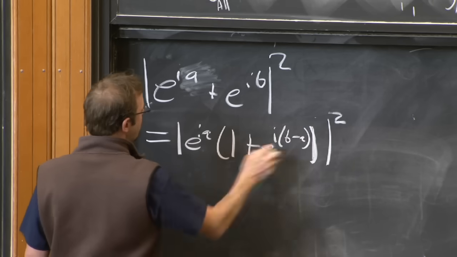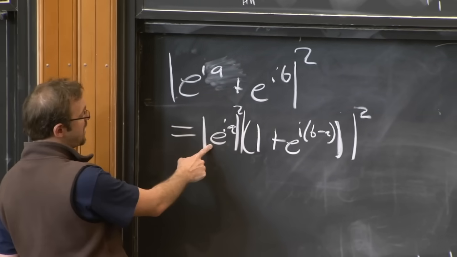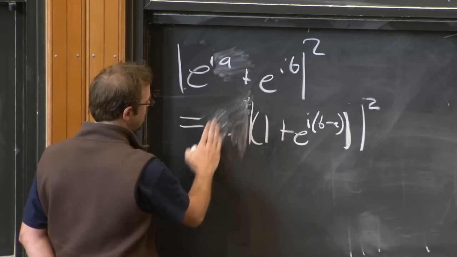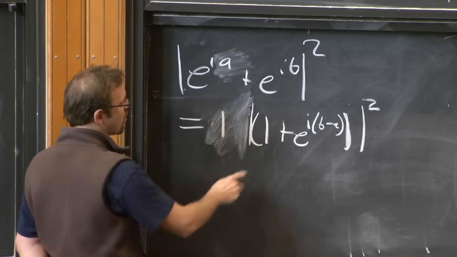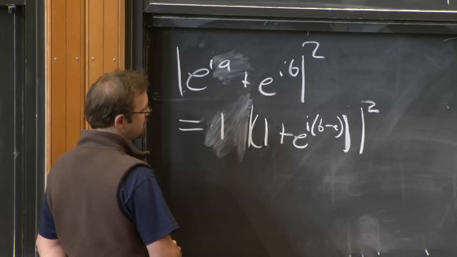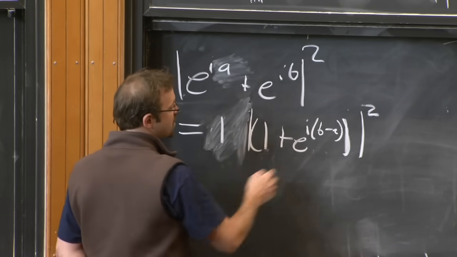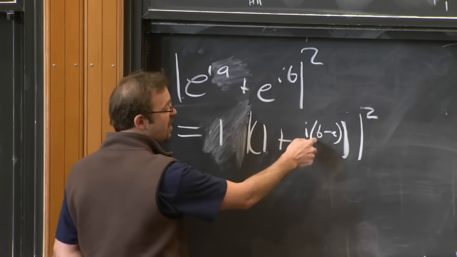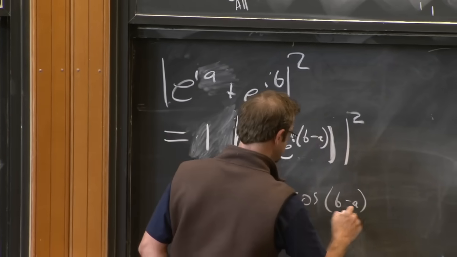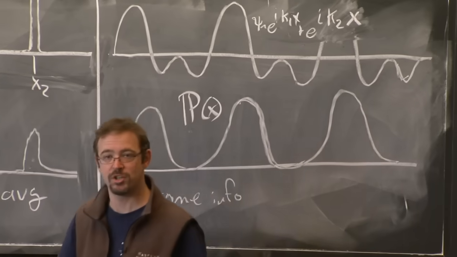First off, the norm squared of a product of things is the product of the norm squareds. So I can do that. And the norm squared of an overall phase is just 1. So now we have the norm squared of 1 plus a complex number. The norm squared of 1 is going to give me 1. The norm squared of the complex number is going to give me 1. And the cross terms are going to give me twice the real part of e to the i (b minus a), which is equal to cosine of (b minus a). And so what you see here is that you have a single frequency in the superposition. Cool?